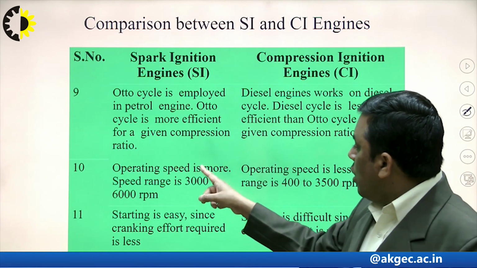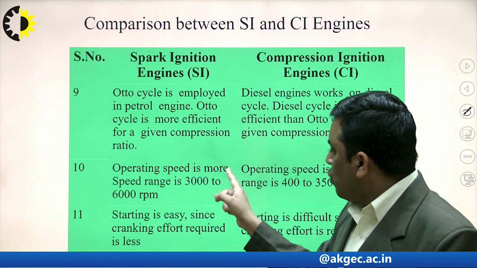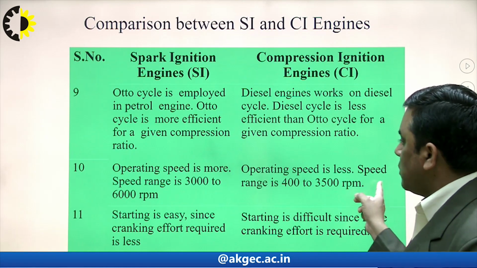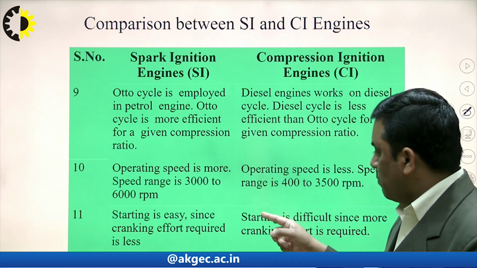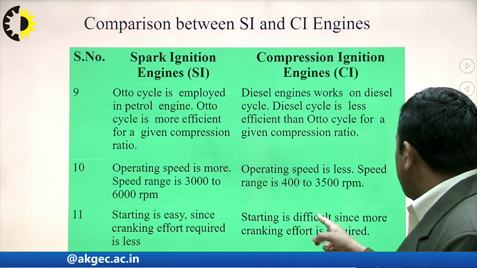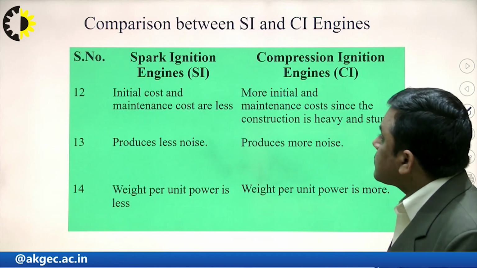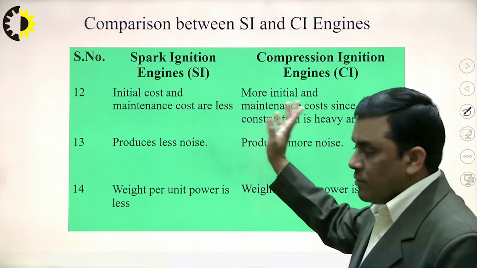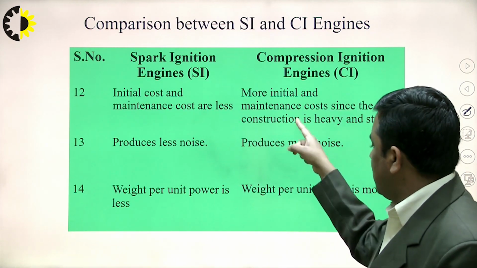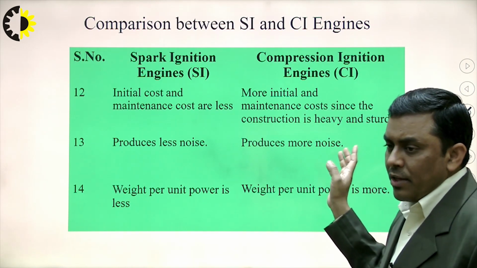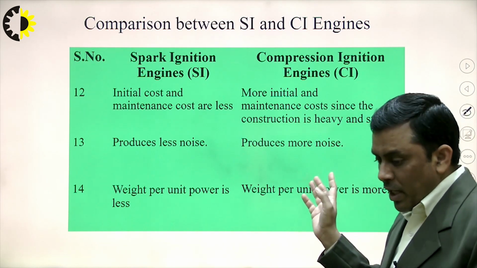But if I am comparing both Otto and diesel cycle for same compression ratio, then Otto cycle is more efficient. Okay. Operating speed is more, speed range is given, here also. So, operating speed for petrol engine is more, starting is easy, cranking easy, starting is difficult. Initial cost and maintenance are less in petrol engines. General observation, more initial cost and construction. Why initial cost is more and construction is heavy? Because of the high compression ratio.